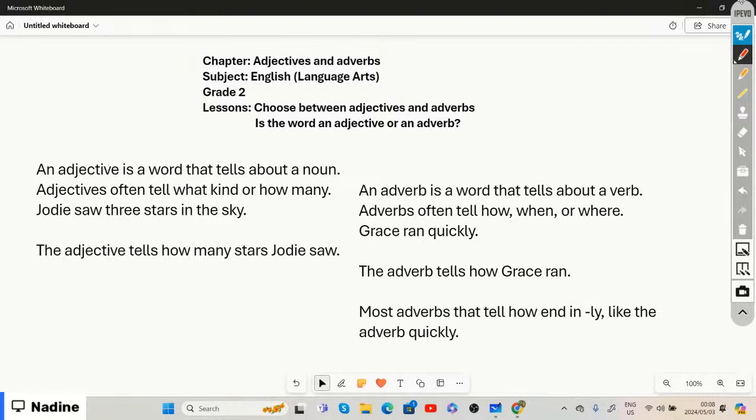So once again, we say an adjective. It is a word that tells us about a noun. And remember, a noun is, for example, people, places, animals, or things, right? That is a noun. And adjectives, right, they often tell us what kind, or they tell us how many.